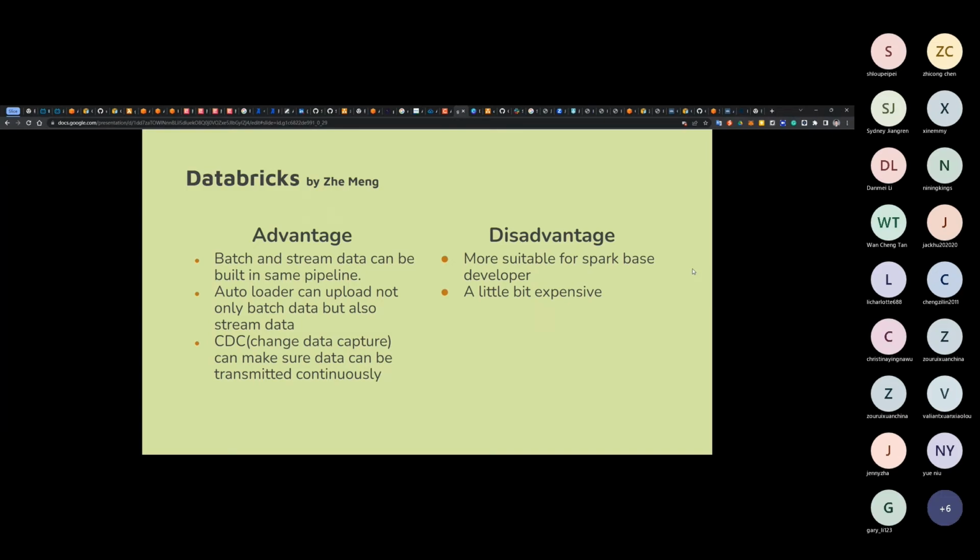Here I will talk about some advantages and disadvantages of Databricks. The advantage of Databricks is that batch and stream data can be built in the same pipeline. This can be set up because of the Autoloader and the CDC, which means change data capture. The Autoloader can read data from supported file formats, particularly for streaming live tables that operate on continuously arriving data. The Autoloader is scalable, efficient, and supports schema inference. The change data capture uses the apply changes method to make sure data can be transformed continuously.